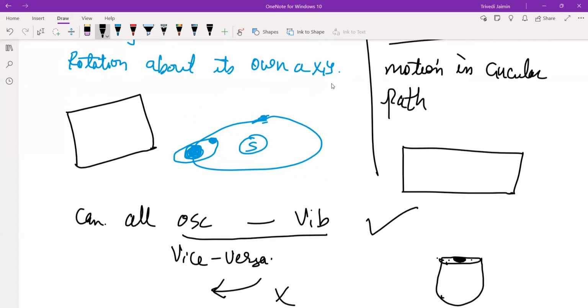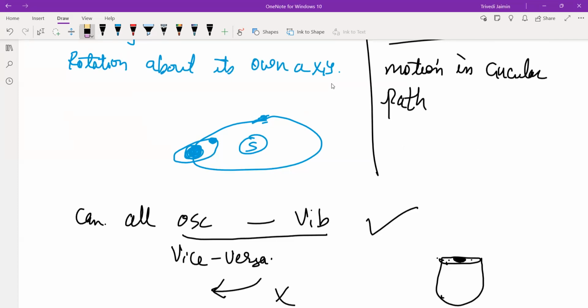Sir, that's not the point, sir. Even I had to add a point here. If squares and rectangles did come, all natural numbers are whole numbers, but not all whole numbers are natural numbers, only because of the number 0. In the same way, all oscillatory are vibratory, but not all vibratory are oscillatory, because it also depends on the speed in vibratory.